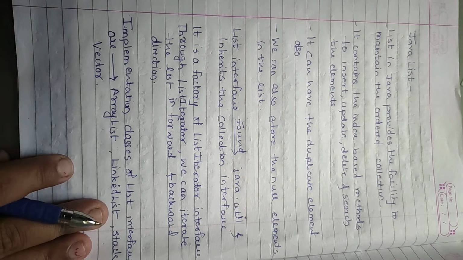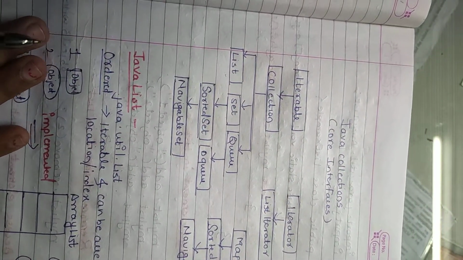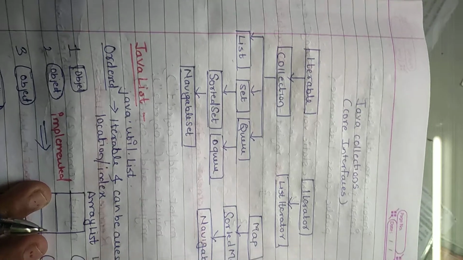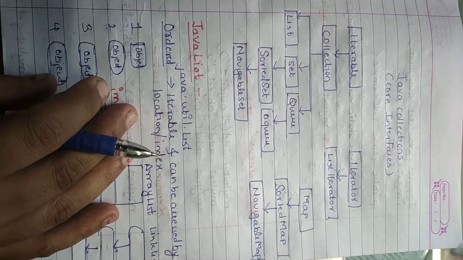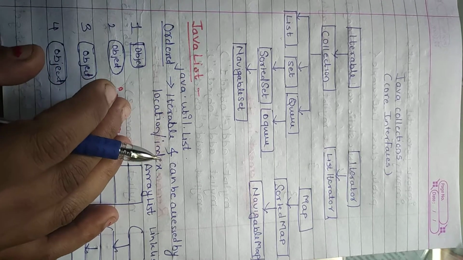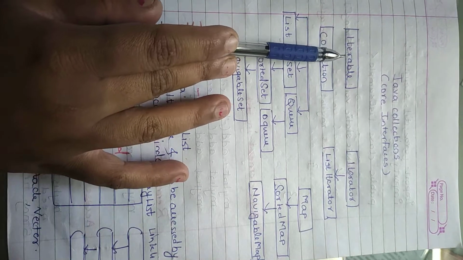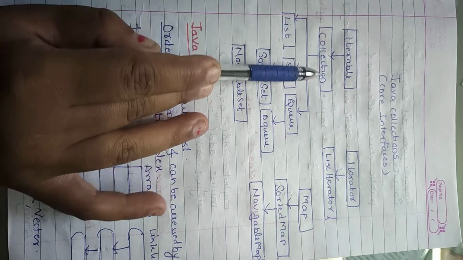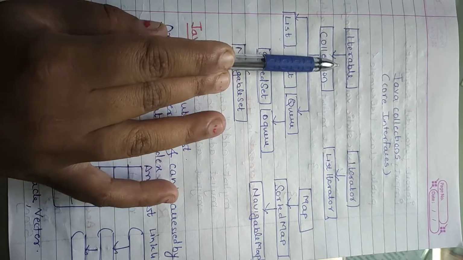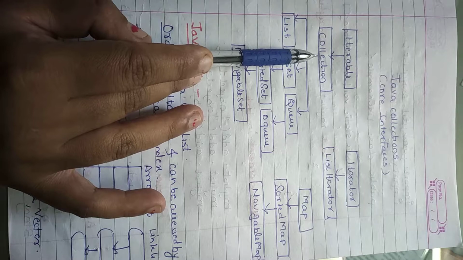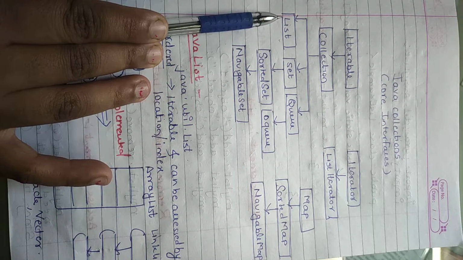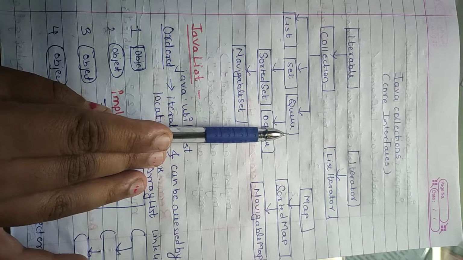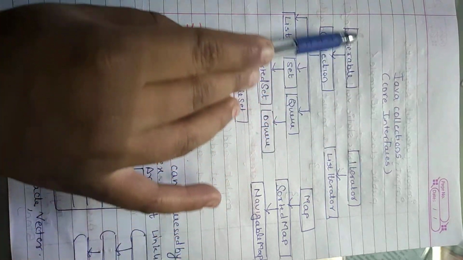So let's see this with the diagram, right? This is the diagram of the Java collection. Look at the diagram. Here we have the Iterable interface, from which the Collection interface is inherited. Then this Collection interface is implemented by List, Set, and Queue, right? So this is very important.